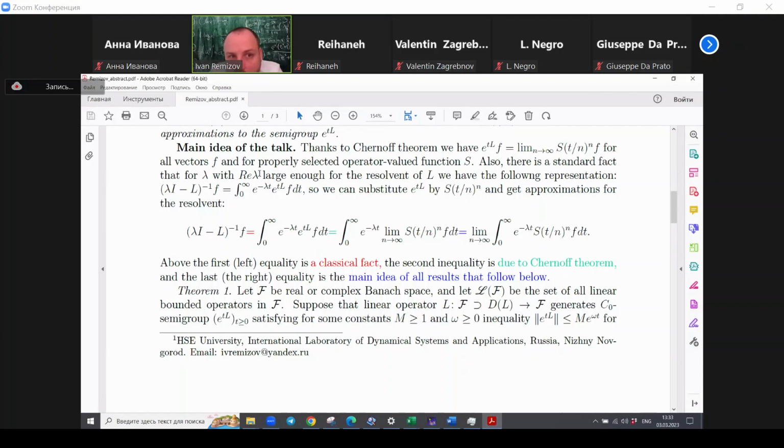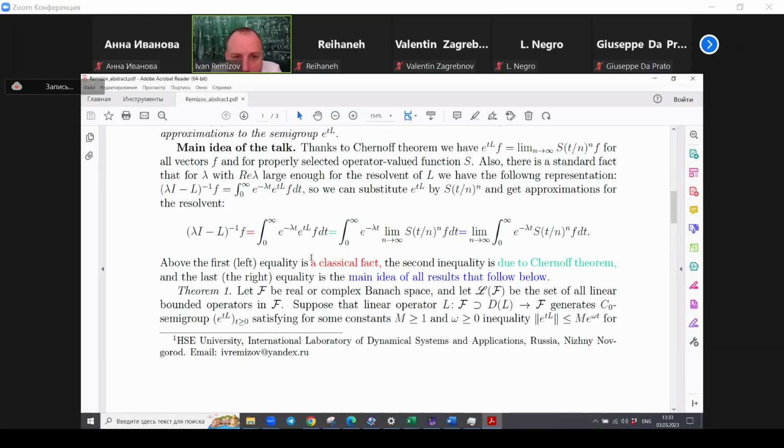For all lambda with real part large enough, we have the following representation, that the resolvent of operator L can be expressed via the semigroup generated by operator L with this formula. This can be said that the resolvent is the Laplace transform of the semigroup. So what can we do? Here we can substitute the semigroup by Chernoff approximations of semigroup, and then get approximations for the resolvent.